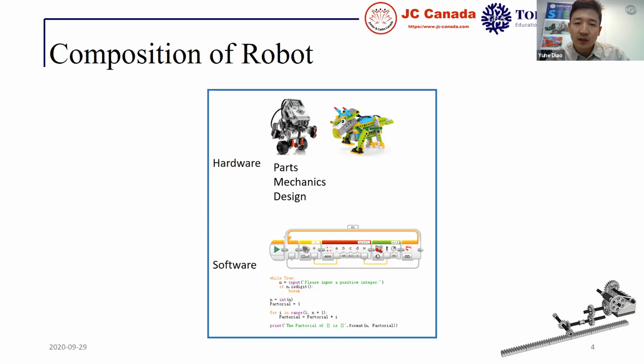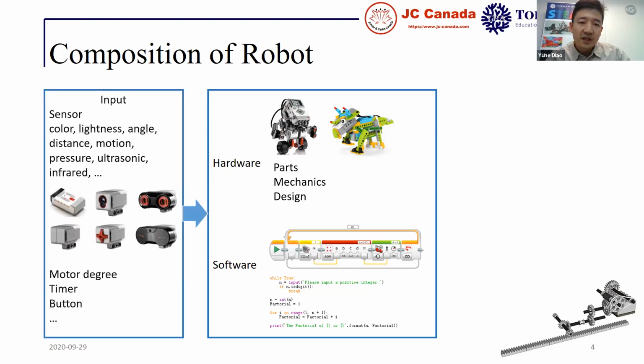So in a robot, we have two parts. First one is hardware, and the second one is software. But if we only have this, it's not enough. So we need input. Input means we need to know some information from our environment. We need to collect some information.